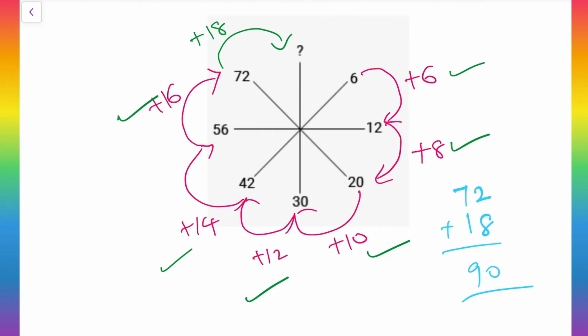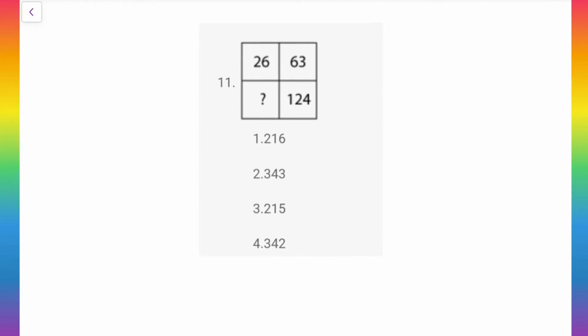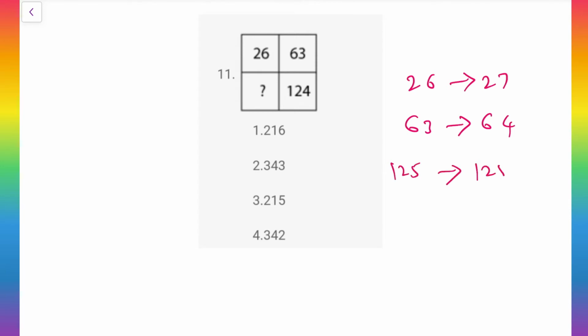Okay, let's move to the next question then. We have something here: 26, 63, 124 and something is missing. In this case, whenever I saw the question, I got some reminder. That is, 26 is near to 27, which is 3 cube. 63 is near to 64, which is 4 cube. 124 is near to 125, which is 5 cube.